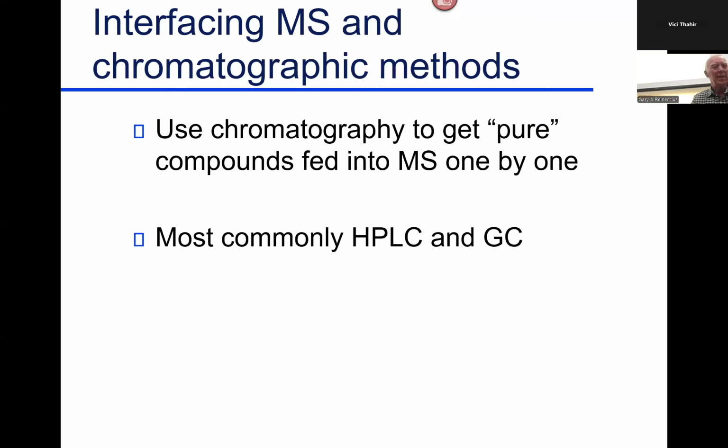So let's go on to this. That's kind of the mass spectrometer in that part of it. And we want to have some way of separating a mixture so it goes into the mass spectrometer pure.